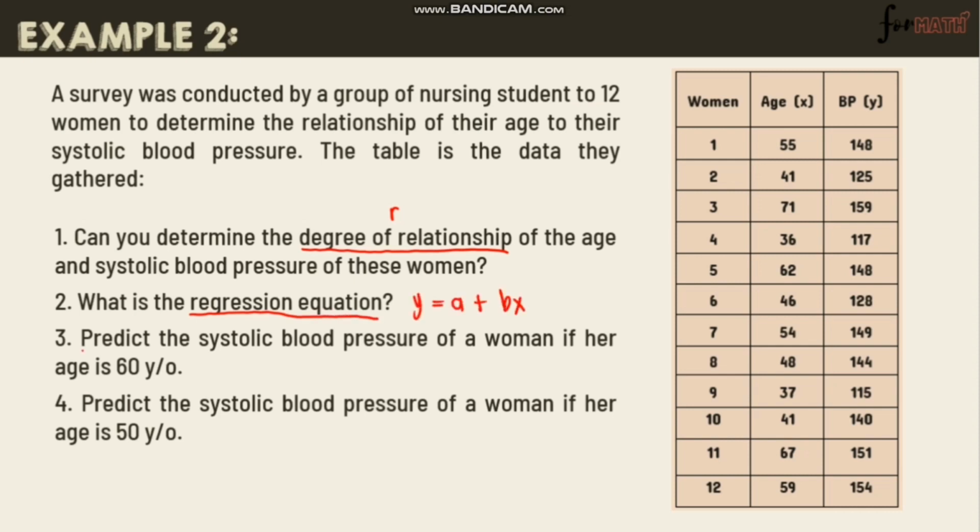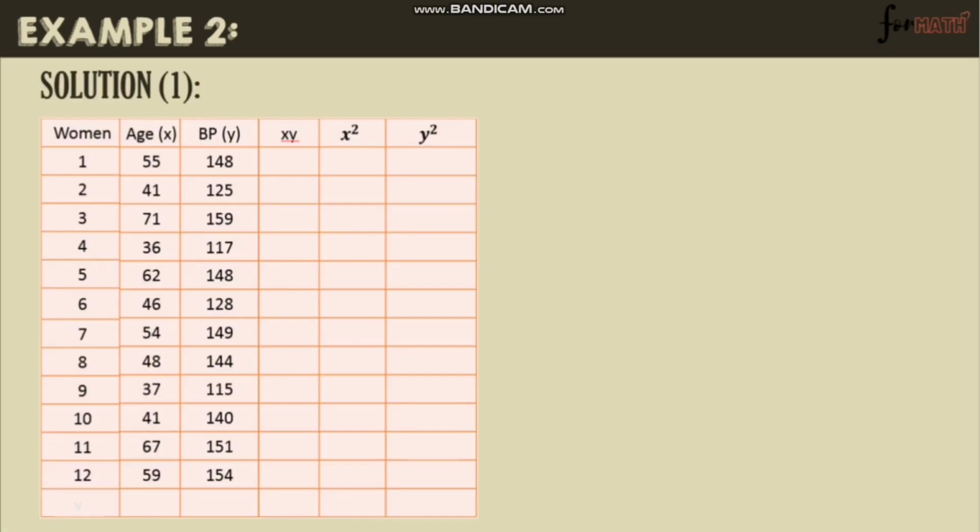And for number 3, predict daw natin yung systolic blood pressure ng isang babae kapag ang age niya ay 60, and for number 4 kapag naman 50. So para sa 3 and 4, para ma-predict natin yan, kailangan makuha muna natin yung regression equation. Para magawa natin yung regression equation, kailangan meron munang relationship yung dalawang variable. So we have to get first the relationship, the correlation coefficient. Once again, this is the manual computation ng ating R.